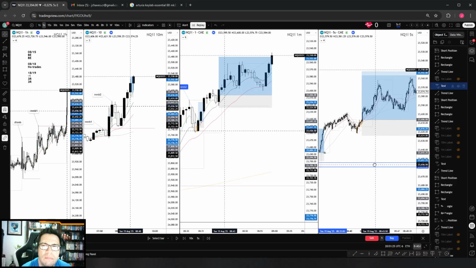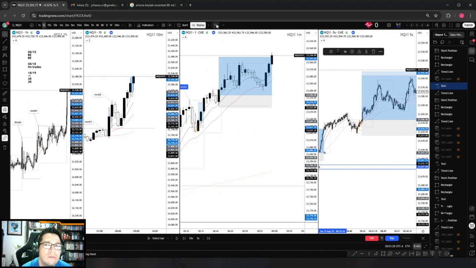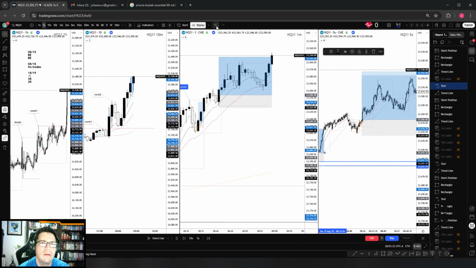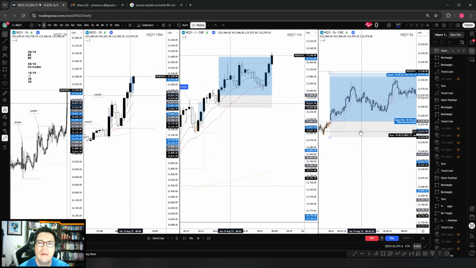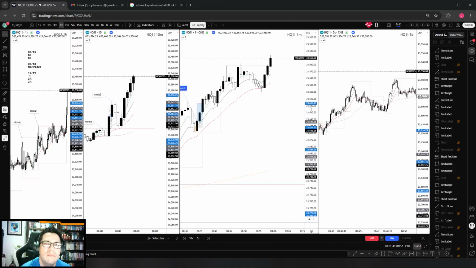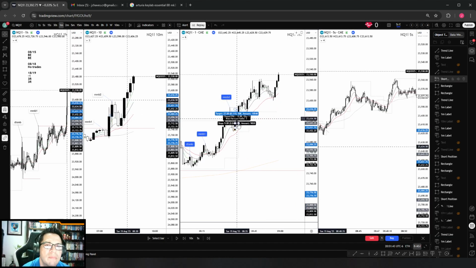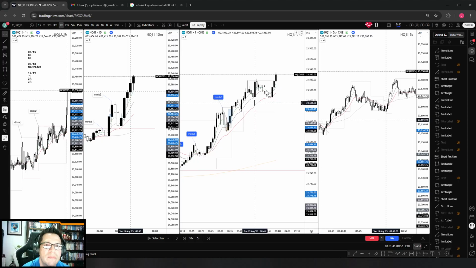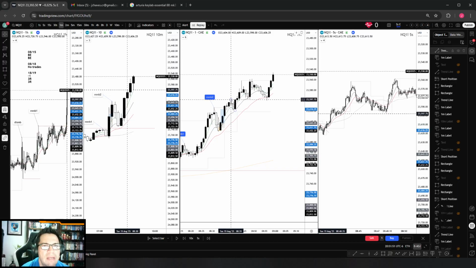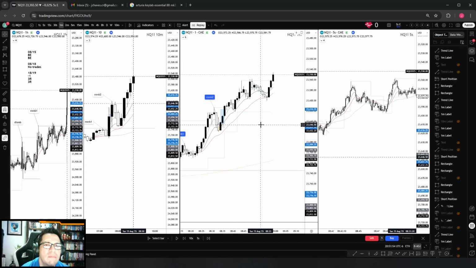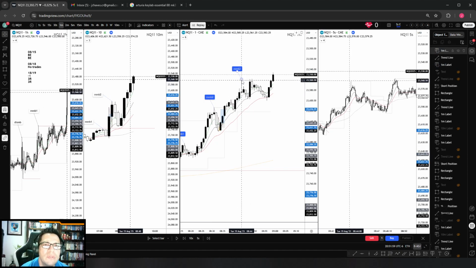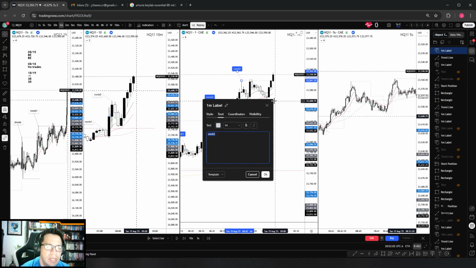Just a quick note on that one. I'm going to erase this one, but it's again fully valid. So let's keep on looking. We had MMB2, we had this move from there, we came here to this point that we just mentioned. For me, this was part of the same MMB2, and then we came up to this high here, which would have been MMB3.